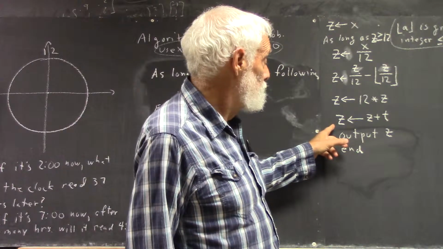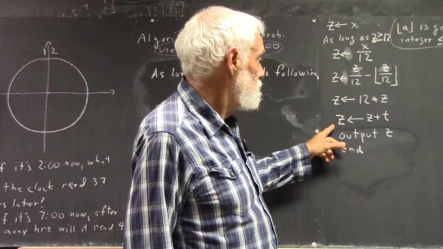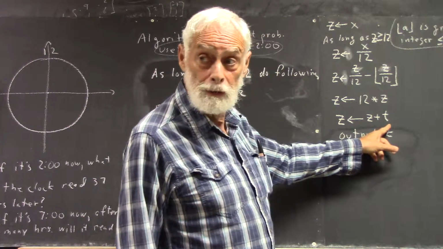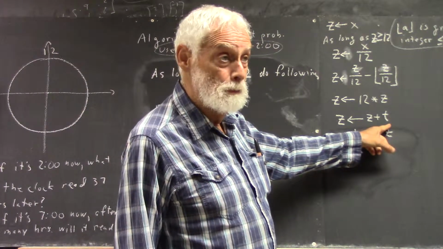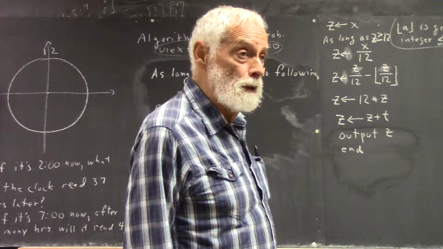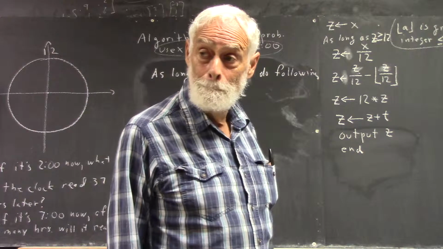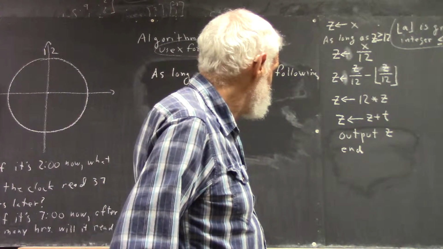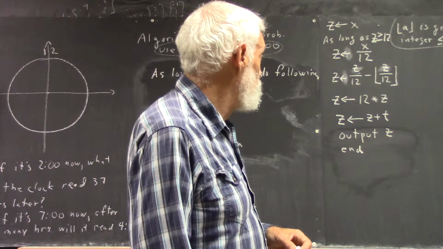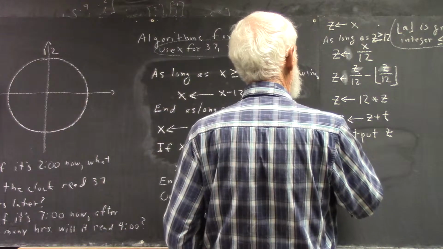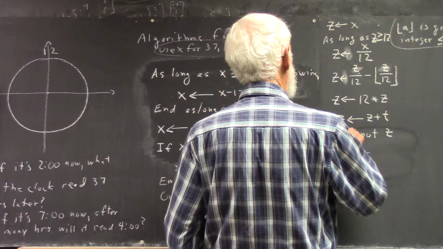And now what? You replace z by z plus t. What's t? 2. And you add 1, you get 3, right? Now, I should have terminated this. I'll just say repeat.